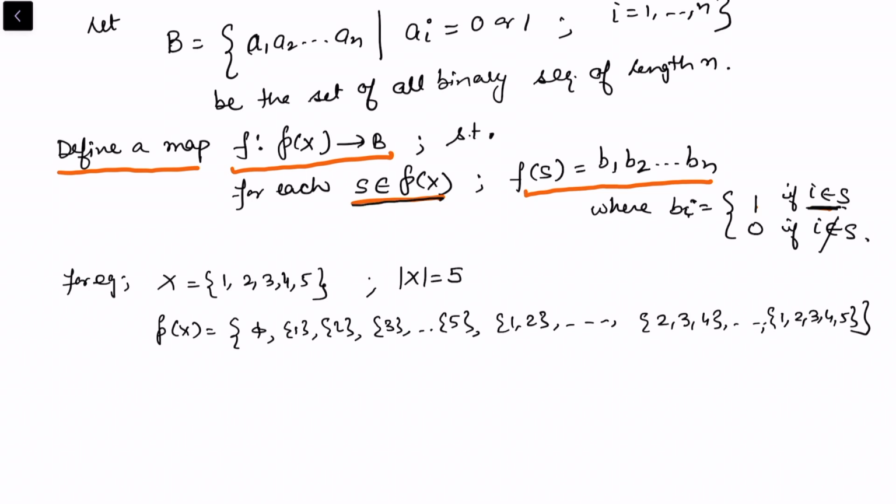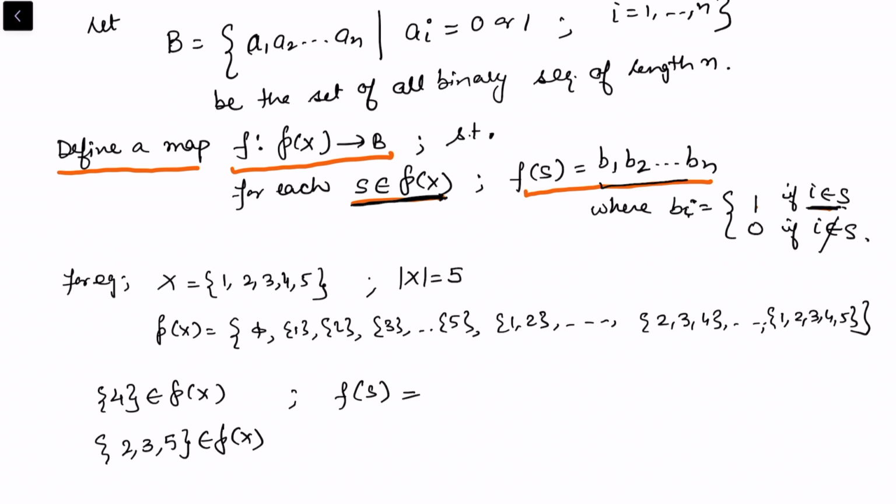Now suppose I consider any S belonging to the power set, and in this case I am considering {4}. This belongs to the power set. And let's say we consider one more, {2, 3, 5}, which belongs to the power set. So I have considered S belonging to the power set, and I want to find what is f of S. This is B1, B2 up till Bn, so the total length is n. This means here I want a 5-length binary sequence: B1, B2, B3, B4, B5. And for this also, I will construct a binary sequence of length 5.